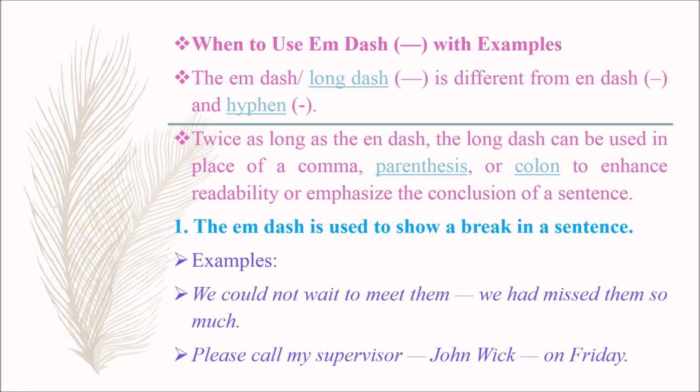Now, let's see the first usage. The em dash is used to show a break in a sentence. Example sentences are: We could not wait to meet them — we had missed them so much. Please call my supervisor, John Wick, on Friday.